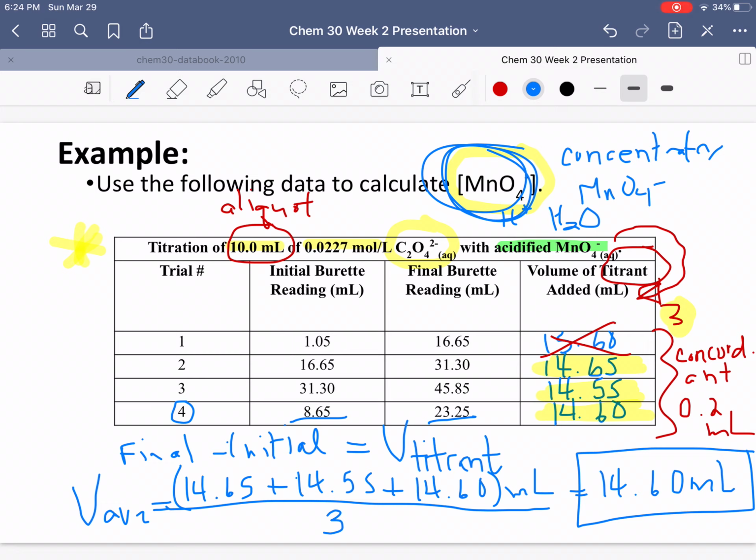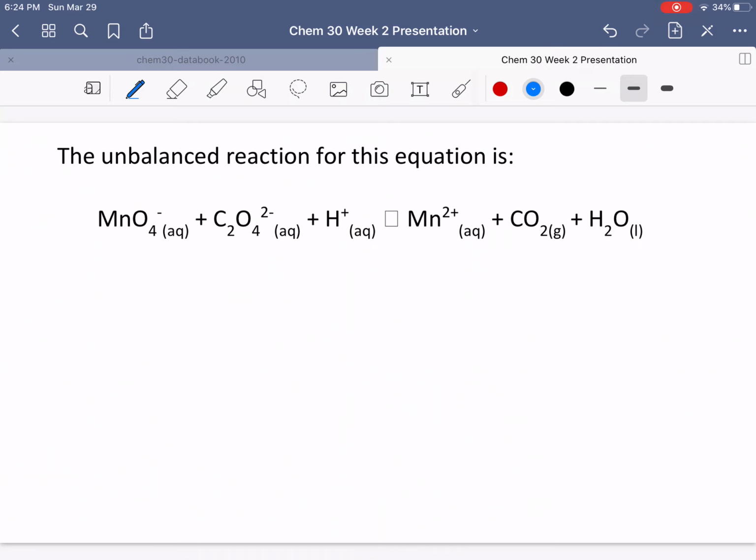Okay. That's been figured out. Our next step is to do the stoichiometry to actually get to our goal. What is the concentration of that permanganate? So moving on to the next page, I gave you in your notes an unbalanced reaction for this equation. Now, look carefully at it. It's unbalanced and everything is laid out there, including the H plus and H2O. It's an acidified solution. So I need to stop and look at this and pull out my oxidation numbers so that I can balance it.